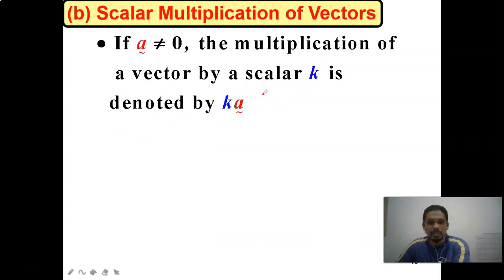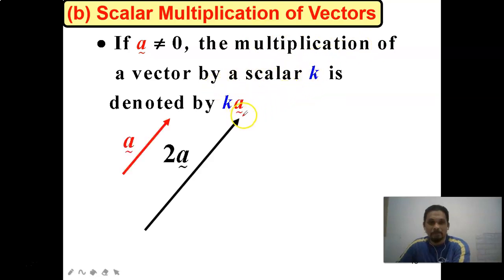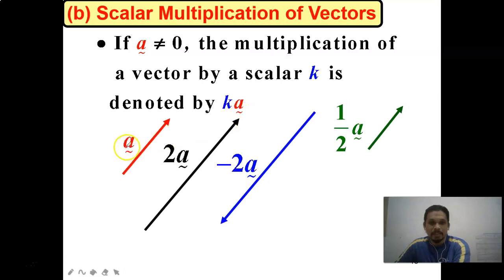If A is not 0, the multiplication of a vector by scalar k is denoted by kA. Okay, so this one is a single vector of A. So look at this one here now. The magnitude of these vectors is double the vectors of the origin of A. So it's double or 2 times the vectors of A, and this is also double the magnitude of these vectors, but then look at the direction here now. Okay, the direction is oppositely directed or different.